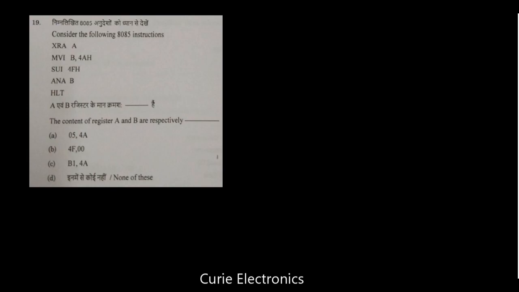Consider the following 8085 instructions. XRA means exclusive OR operation, so after this operation the accumulator should have 0. Then MVI B, move immediate to the register B. 4A is moved, so B is 4A. Subtract immediate 4F, that means the accumulator had 0 minus 4F. So we should get 4F with the carry flag set.